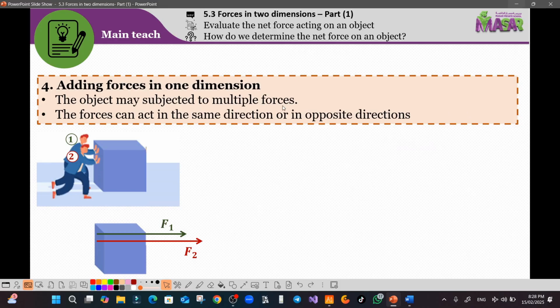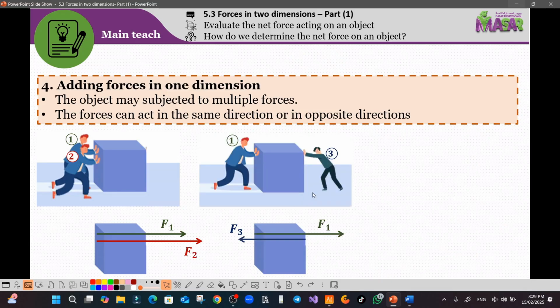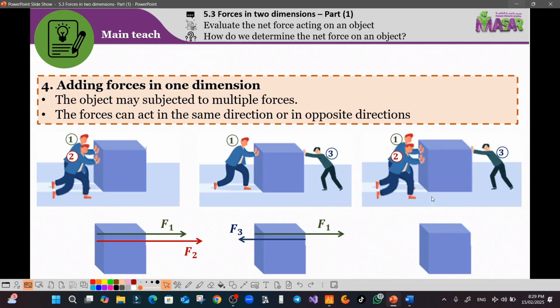The object may be subjected to multiple forces. This is why we must represent these forces. The forces can act in the same direction or in opposite directions. For example, here 1 and 2 are pushing to the right, so we represent the applied force from each one by F1 and F2. Or they can apply their forces against each other, such as the first student pushing to the right and the second student pushing to the left. So F1 is to the right, F3 is to the left.